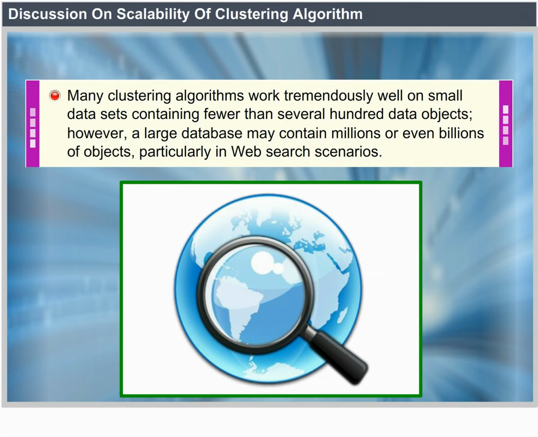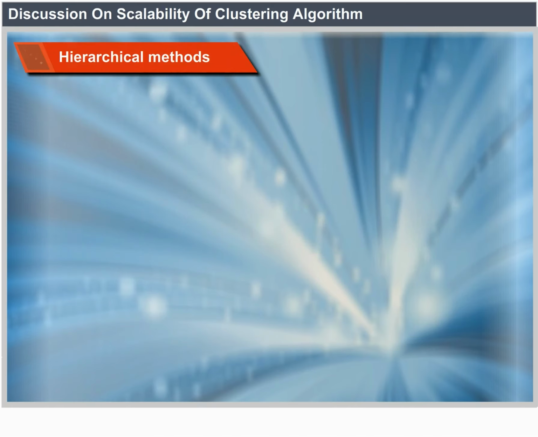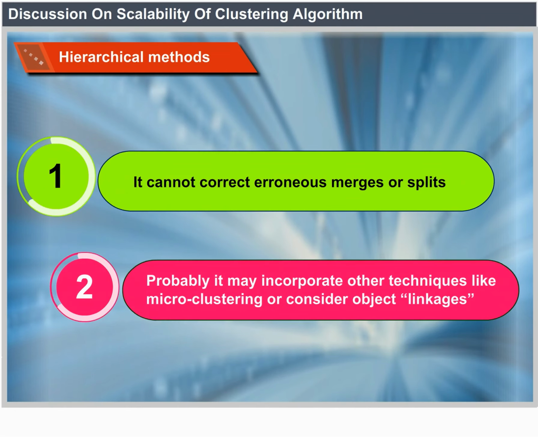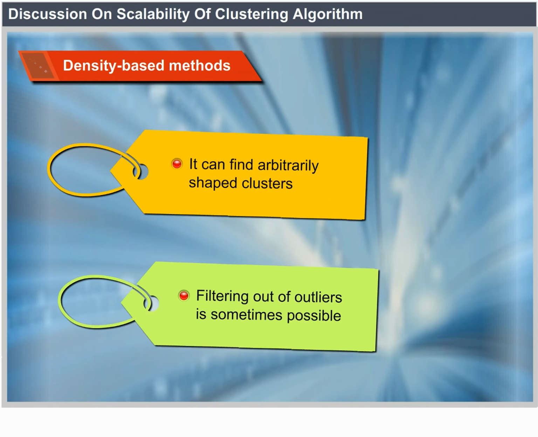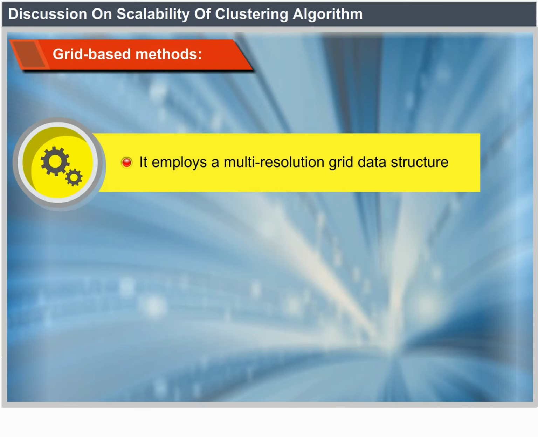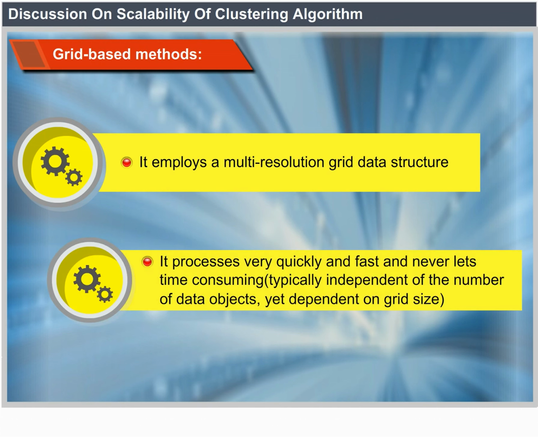Partitioning methods: effective for small to medium-sized datasets. Hierarchical methods: cannot correct erroneous merges or splits. They may incorporate other techniques like microclustering or consider object linkages. Density-based methods: can find arbitrarily shaped clusters and may filter out outliers. Grid-based methods: use a multi-resolution grid data structure, with fast processing time, typically independent of the number of data objects, yet dependent on grid size.